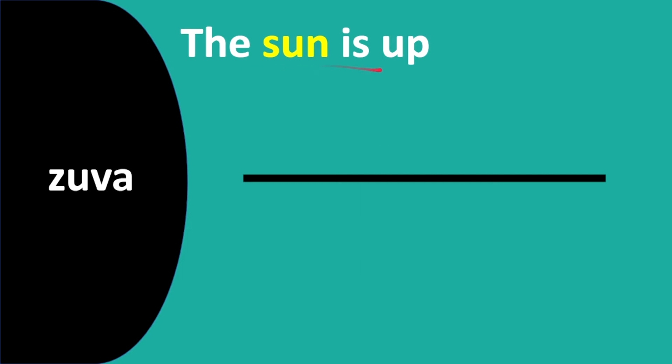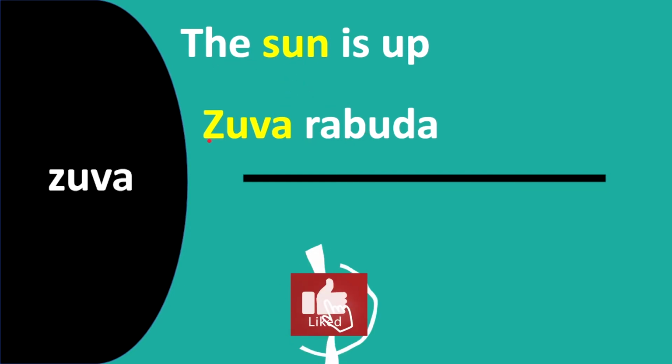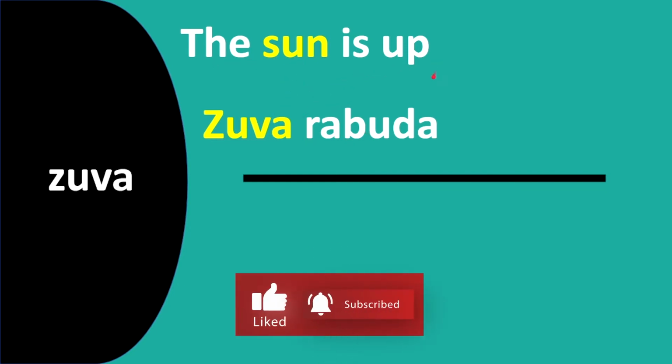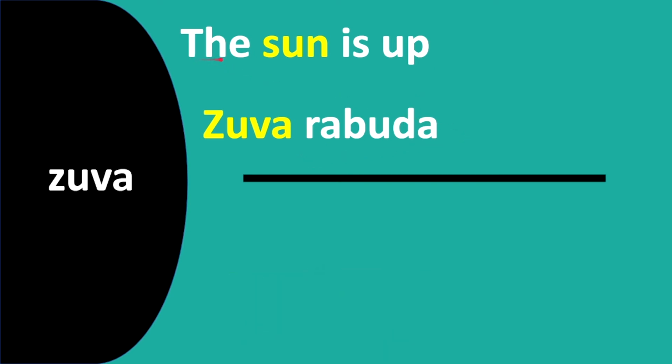The sun is up. In Shona, this becomes Zuva rabuda. Zuva rabuda. The sun, Zuva, is up. Rabuda. The does not exist in Shona, which is a definitive article. So the sun just becomes Zuva is up. Rabuda.